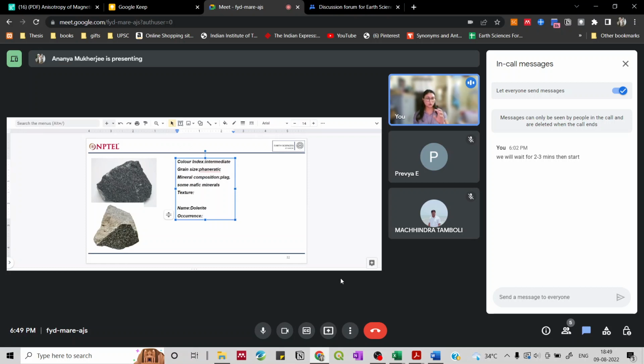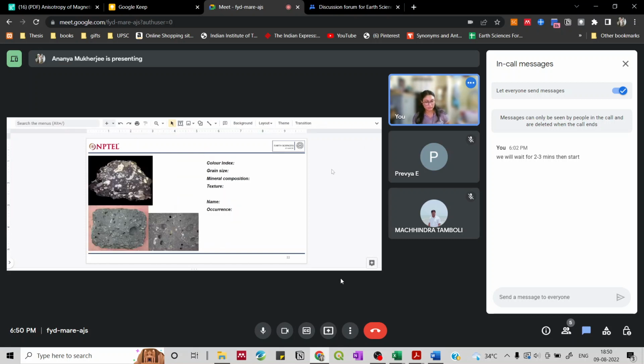Now these rocks are usually found in the form of dikes and sills. These are partly intrusive. They are formed as intrusive rocks, but they are also cutting across different kinds of pre-existing rocks. That is why they are called dikes and sills.